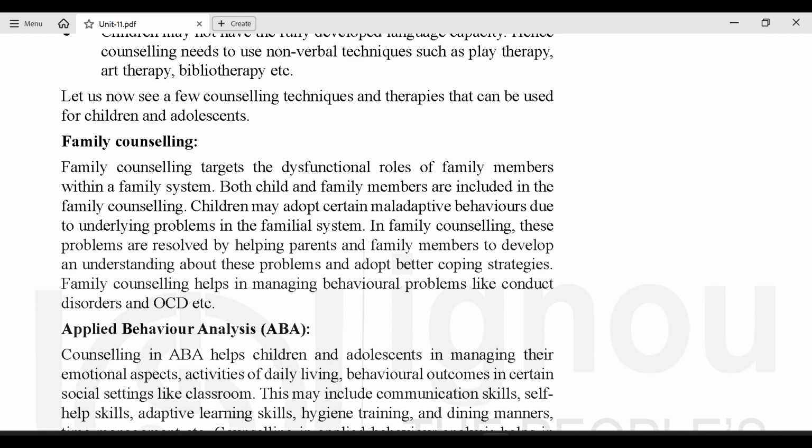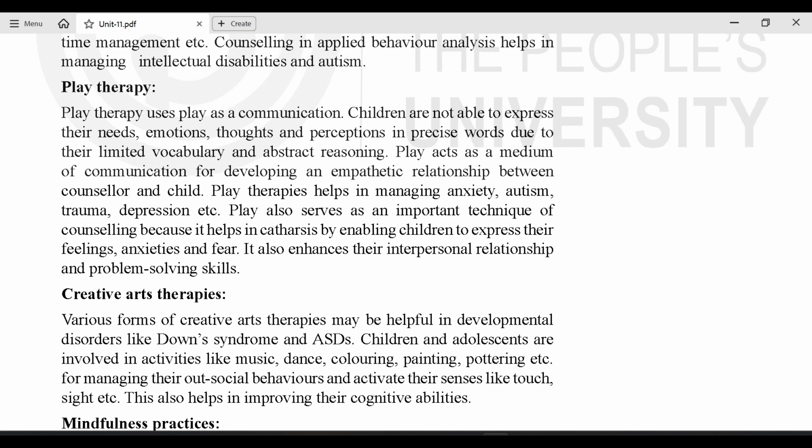Applied behavior analysis. ABA counseling. ABA helps children and adolescents in managing their emotional aspects, activities of daily living, behavioral outcomes in certain social settings like classroom. This may include communication skills, self-help skills, adaptive learning skills, hygiene training, dining manners, time management etc. Counseling in applied behavior analysis helps in managing intellectual disabilities and autism.